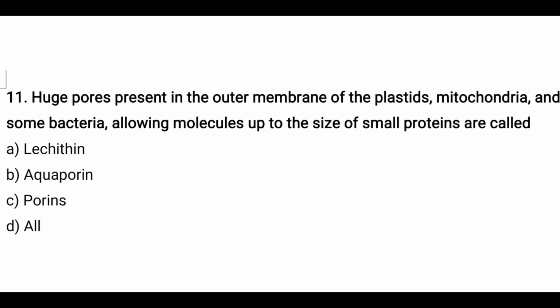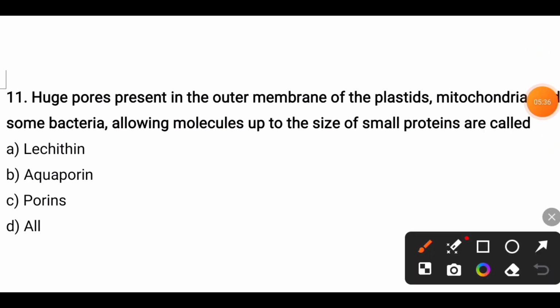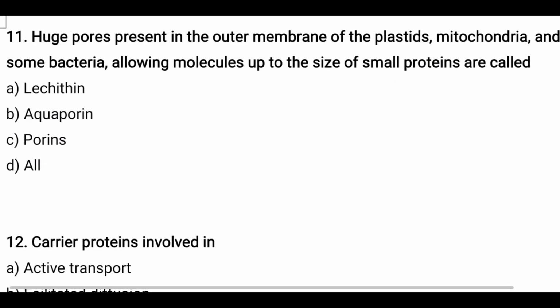Huge pores present in the outer membrane of plastids, mitochondria and some bacteria, allowing molecules up to the size of small proteins, are called as. Options are lecithin, aquaporin, porins, all of the above. So the correct answer is porins. They are present on the outer membrane of plastids, mitochondria and some bacteria. Actually, they allow some kind of small protein molecules into and outside. Okay, so let's see the next question.